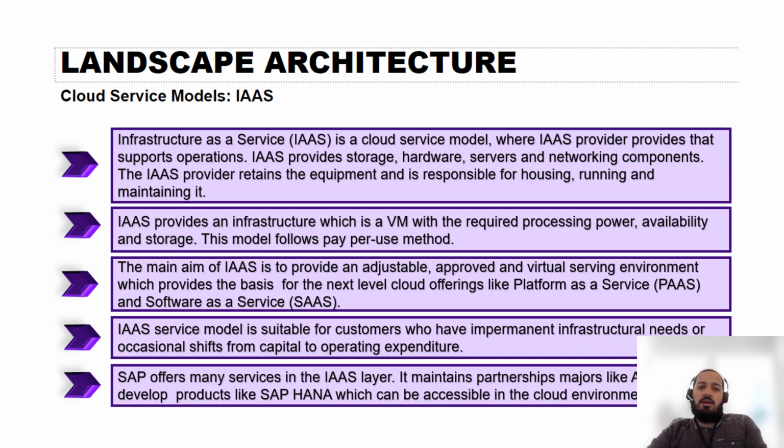Okay. The main aim of IaaS is to provide an adjustable, approved, and virtual server environment, which provides the basis of next-level cloud offerings like platform as a service and software as a service. The IaaS service model is suitable for customers who have impermanent infrastructural needs or an occasional shift from capital to operational expenditures. Okay, so SAP offers services as we talked about, SAP HANA, which is now accessible in the cloud environment.